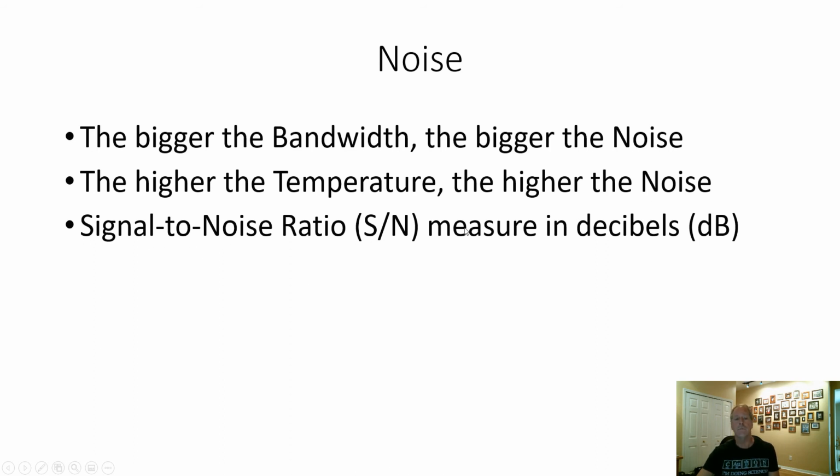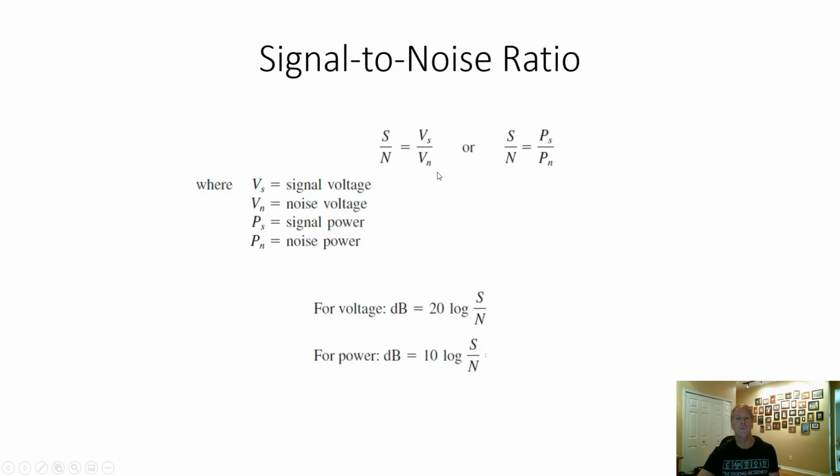We measure noise in comparison to signal. That is referred to as a signal to noise ratio, and it's measured in decibels. You can have signal voltage over noise voltage, or you can have signal power over noise power. Either one. Most of the time we use power, but we also have signal voltage here too. For voltage, it's 20 log signal over noise. For power, it's 10 log signal over noise. For the voltage, obviously this is signal voltage over noise voltage. For power, it's signal power over noise power.